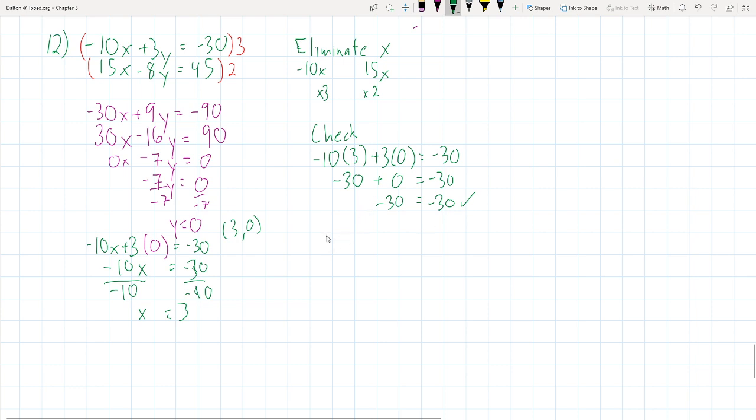Now let's do the other one, which is 15x minus 8y equals 45. So 15 times 3 minus 8 times 0 should equal 45. 15 times 3 is 45. Negative 8 times 0 is 0, so you can do a minus 0 or plus 0, doesn't really matter. You get 45. 45 equals 45. Awesome.